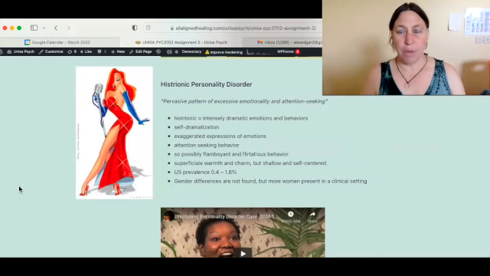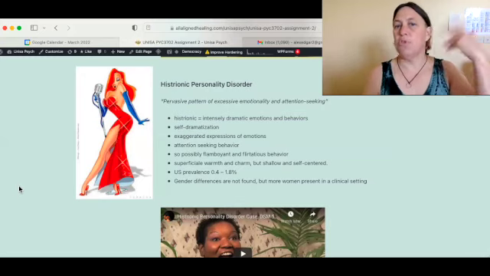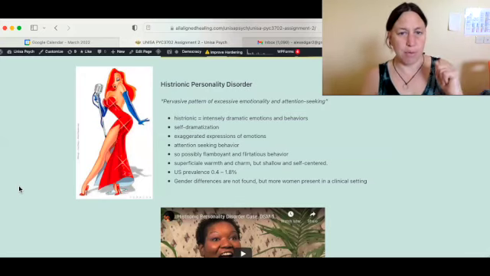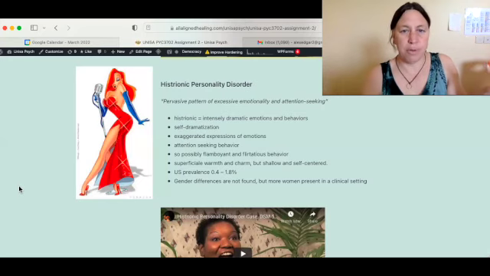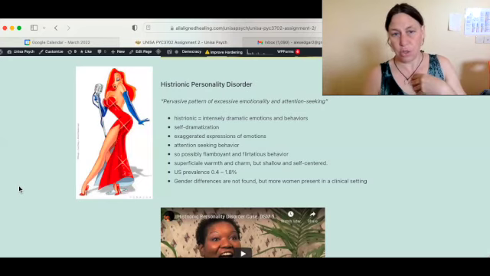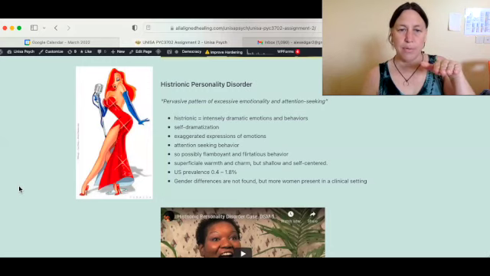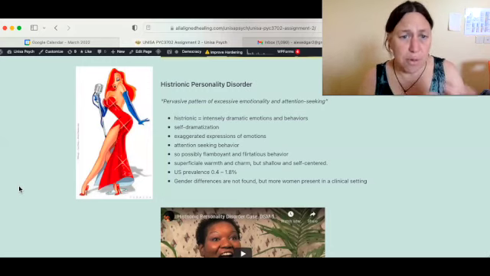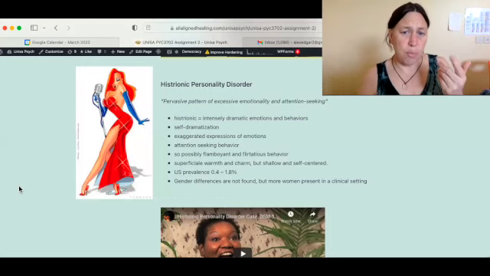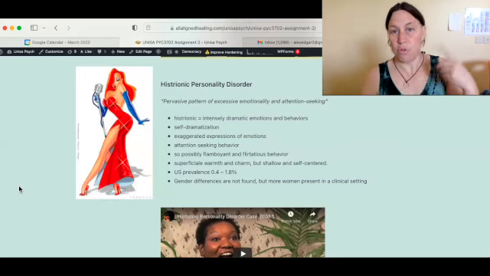Okay, then we have histrionic. Histrionic personality disorder: excessive emotionality, attention seeking, can be very seductive, flamboyant, flirtatious, self-dramatization, can be superficial warmth and charm, but shallow and self-centered. Not very common, the US prevalence 0.4 to 1.8. We don't know if there's a gender difference or not. Women do present more.